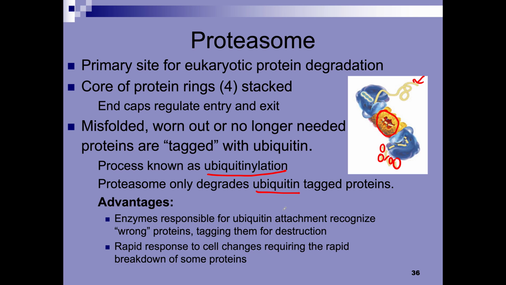So when the cell notices or is signaled that a protein is no longer functioning, the cell will attach a ubiquitin molecule to the protein, usually in multiple areas. And here they're showing you the ubiquitin right here. And when the ubiquitin is tagged, the proteasome will then bind it and start taking in that particular protein. The enzymes that are responsible for attaching ubiquitin recognize proteins that are wrong, that are not functional or not working properly.